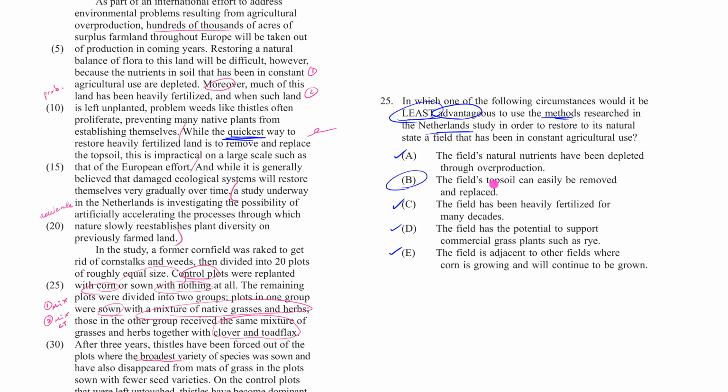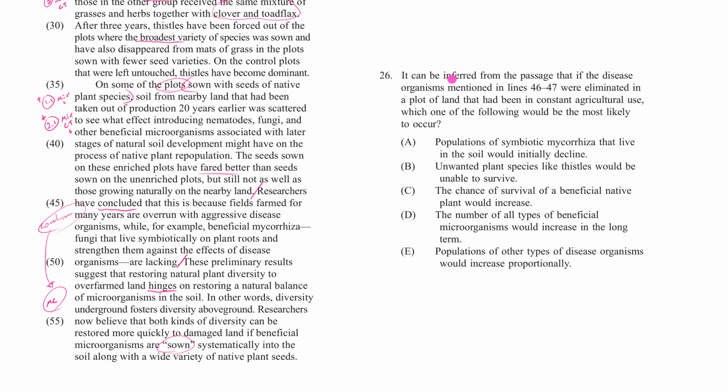But if you can easily remove and replace the topsoil, well, then you don't need to use this method because it's just quicker to do this. Question 26 says it can be inferred from the passage that if the disease organisms mentioned in lines 46 to 47, where's that? 46, 47, aggressive disease organisms, okay? If they were eliminated upon the land's constant use, then what would happen?